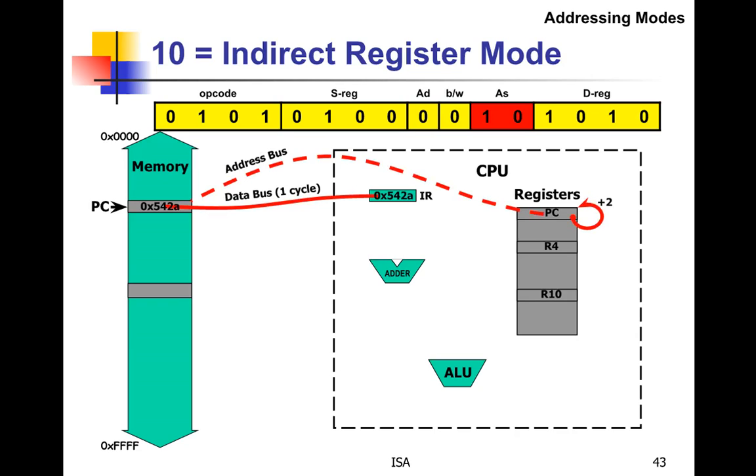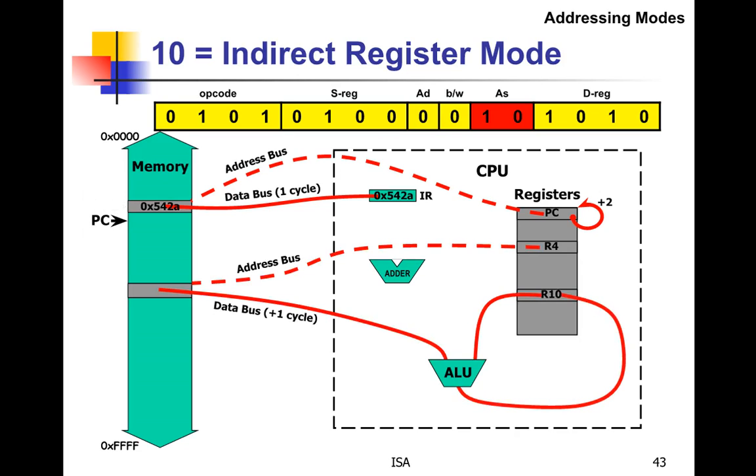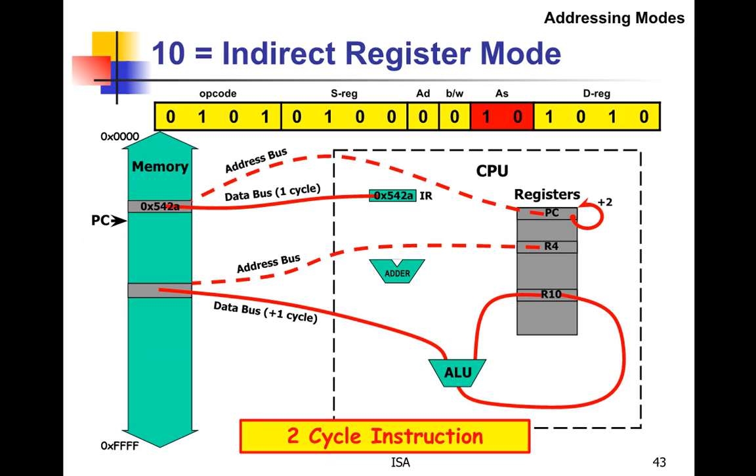After the PC is incremented, that machine language is decoded, and it tells us to go to register 4, and whatever's in register 4 tells us where to go in memory to get the thing we're going to add into the ALU, and that is added with register 10, and we finally get the result there. So this is a two-cycle instruction. It's a little bit faster than the last one, but not as fast as the all complete register one.